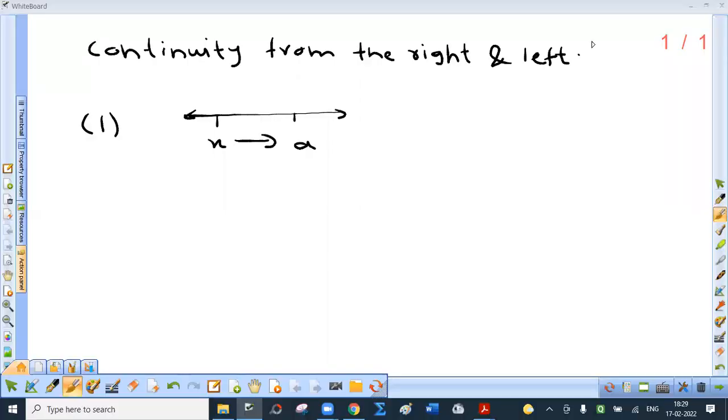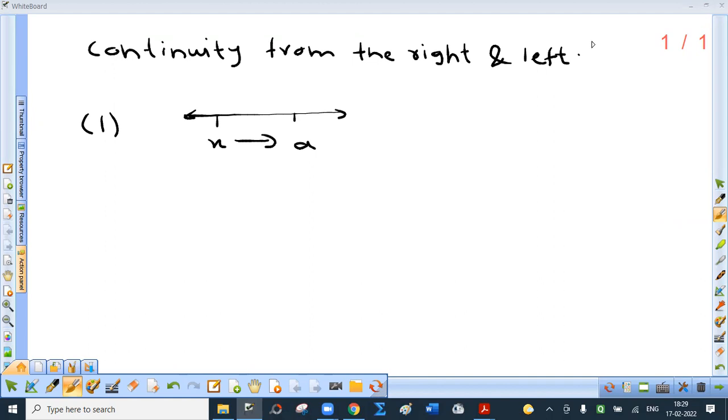Now, continuity from the right and from the left. Let us consider limit of f(x) as x tends to a. Now what is the meaning of x tends to a? It means x takes values very close to a and approaches a. But we are not sure whether x approaches a either from left or from right.